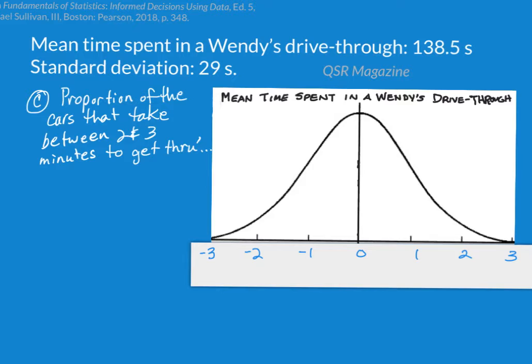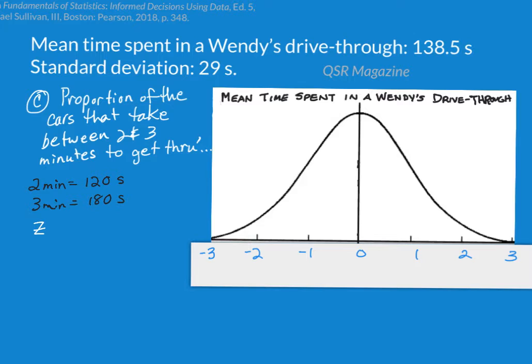So I'm going to have to convert 2 minutes to 120 seconds, and 3 minutes, of course, is 180 seconds. And those are going to show up someplace on this standard normal distribution after I find their z-scores. So let's find the z-score first for the 120 seconds.